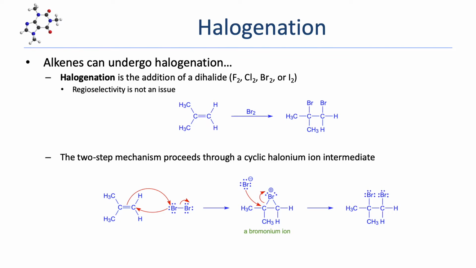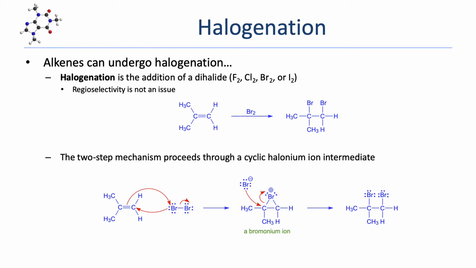Now, when we draw out mechanisms, we tend to draw them out in sort of a linear fashion, with lots of empty space between the individual reactants. In reality, when molecules react with one another, they're extremely close, literally touching one another, in order for the orbitals to overlap. And that's important to recognize in this reaction.